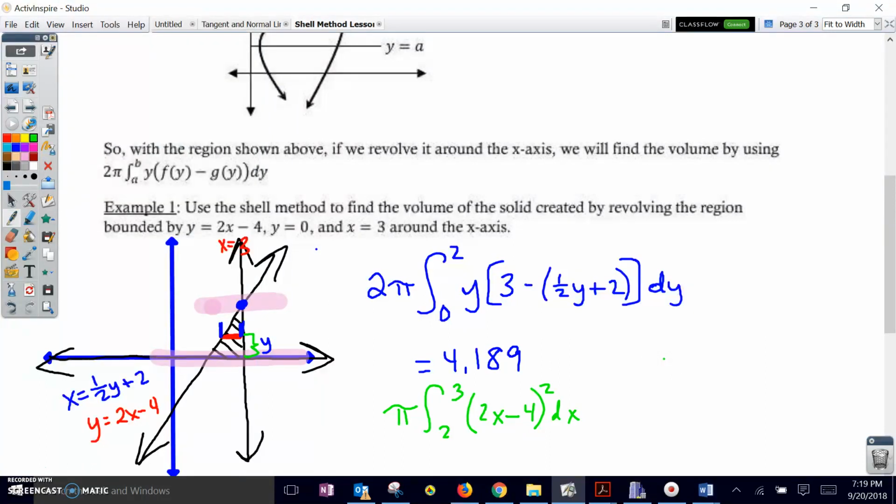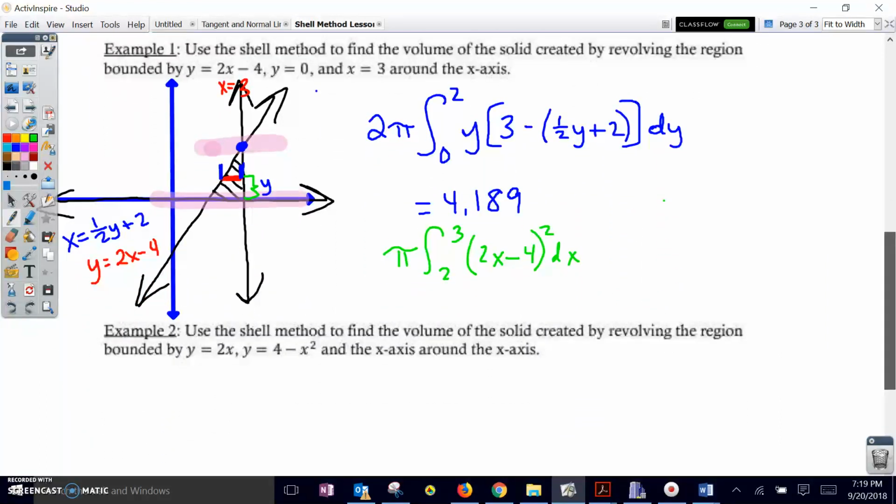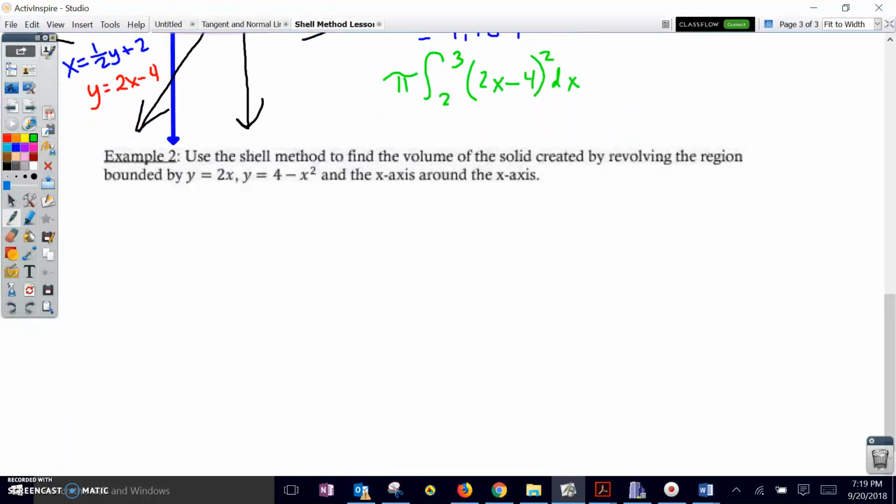Okay? We'll talk more about when to use disk, washer, shell in our next video. Alright, example 2, we're going to use the shell method to find the volume of a solid created by revolving the region bounded by y equals 2x, y equals 4 minus x squared, and the x-axis around the x-axis.